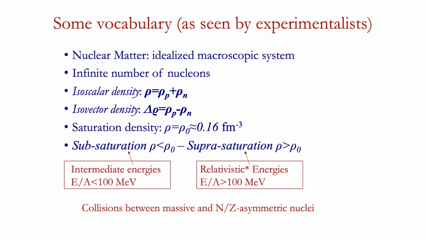So we do collisions between massive nuclei, say, above a mass number 40, so tin on tin, gold on gold. And we change the N over Z asymmetry to try to see what happens in terms of the effects of the symmetry energy on the equation of state.